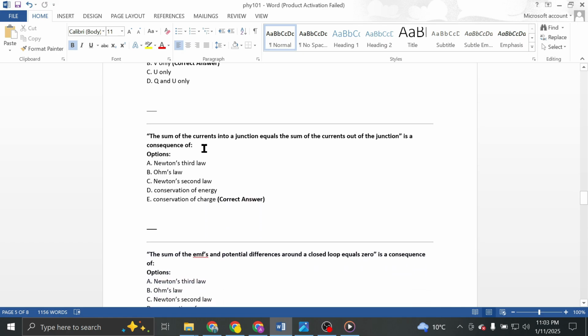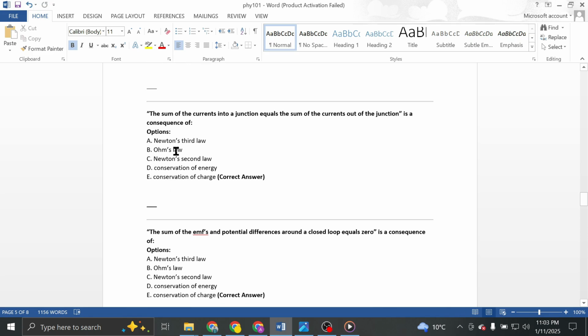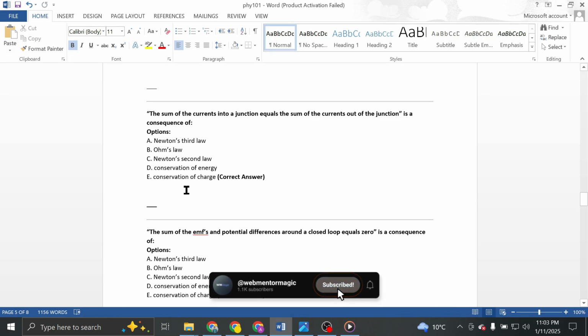The sum of the currents into a junction equals the sum of the currents out of the junction is a consequence of options: A. Newton's third law. B. Ohm's law. C. Newton's second law. D. Conservation of energy. E. Conservation of charge. Correct answer.